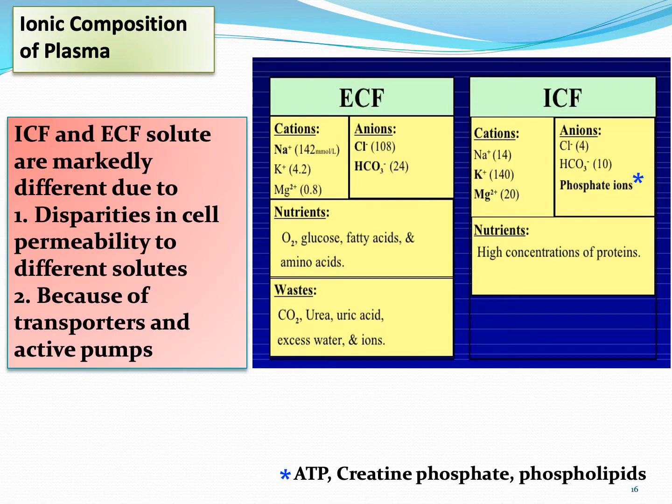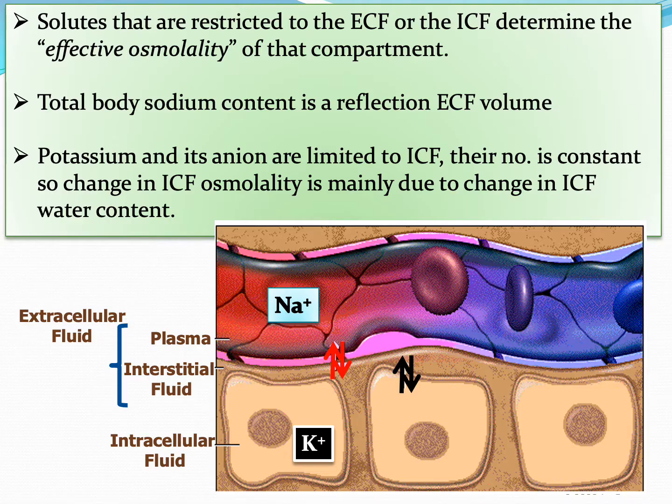Let's look at the ionic composition of the plasma in determining the osmolality. Solutes that are restricted to the ECF or the ICF determine the effective osmolality of that compartment. Total body sodium content is a reflection of the ECF volume. As stated before, potassium and its anions are limited to ICF. Their number is constant, so any change in ICF osmolality is mainly due to a change in the ICF water content.